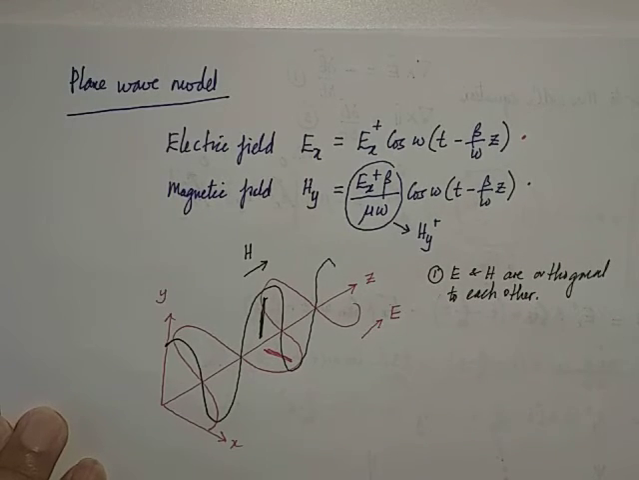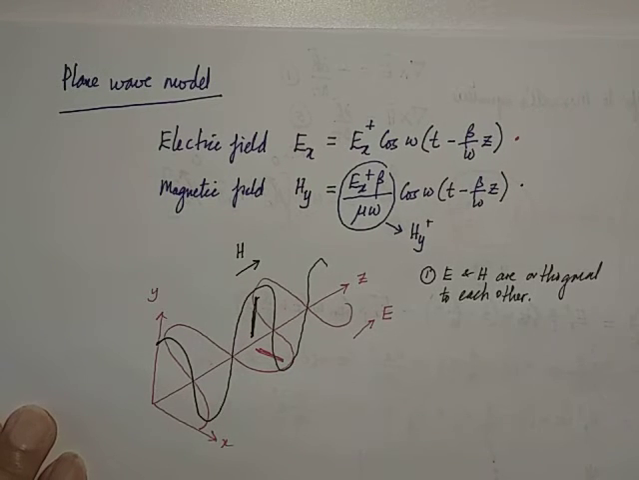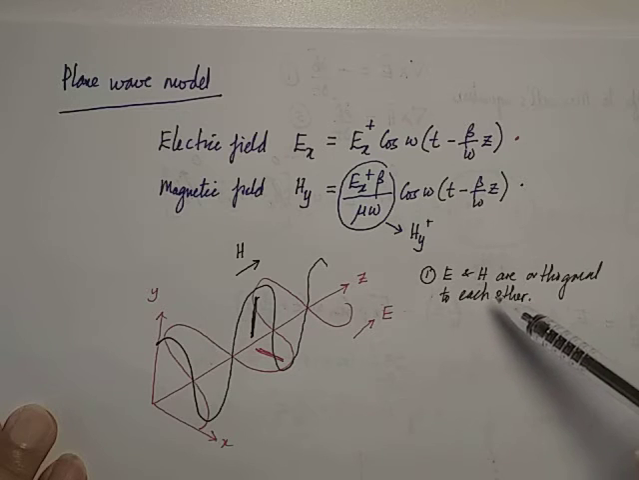The E and H will never be in the same axis. That should be the first thing you must always deduce or conclude whenever you are dealing with the plane wave model. The electric field and H will not be in the same axis. In this case, the E is in the X, the H in the Y, orthogonal, 90 degrees to each other.